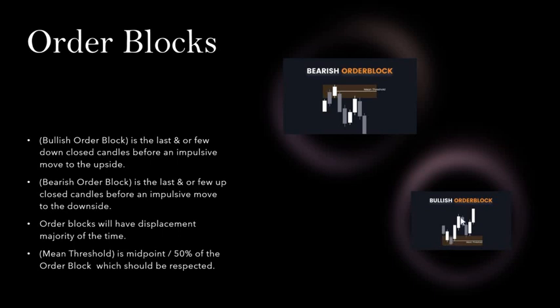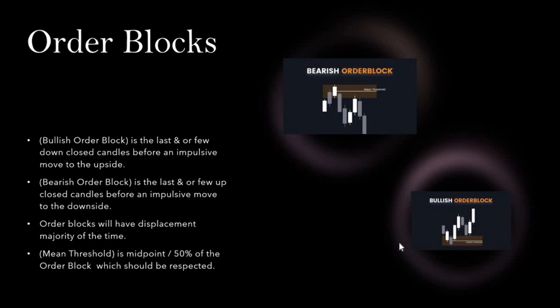So this last down close candle before an impulsive move to the upside is our order block. That is our order block. When the market trades back down into this bullish order block, we want to buy the market here. And talking about premium and discount, we want to buy the market in discount, which this will be.